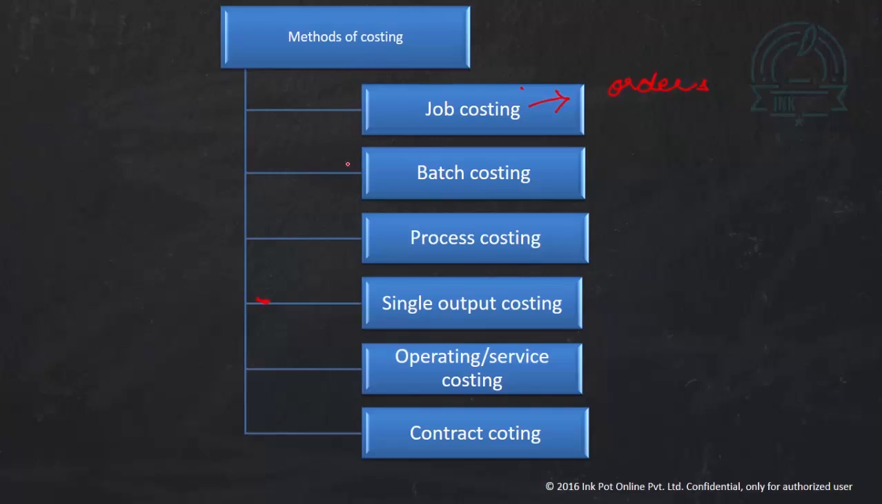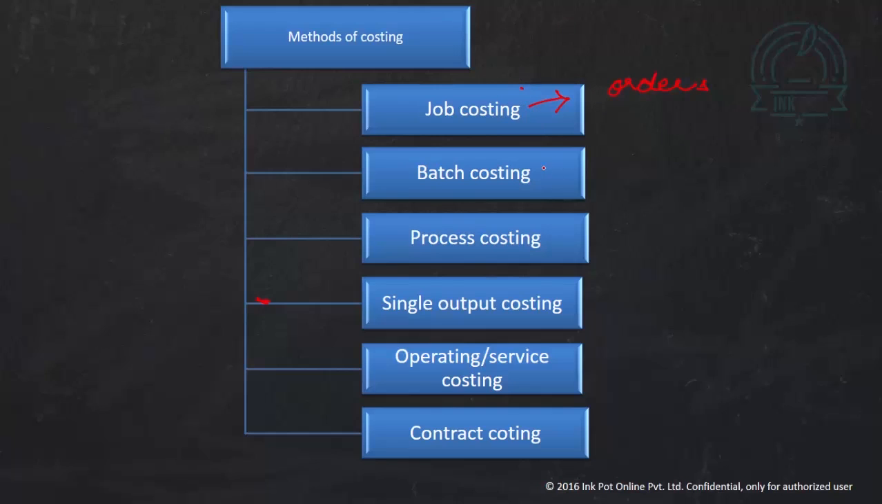Say if the customer says I want a visiting card of this quality, this size, this design, so cost may vary. If one customer says I want a cheaper quality card and another customer says I want a better quality card, cost may vary. So total cost depends upon the orders of the customers. So when we calculate the cost of each order, it is known as job costing.